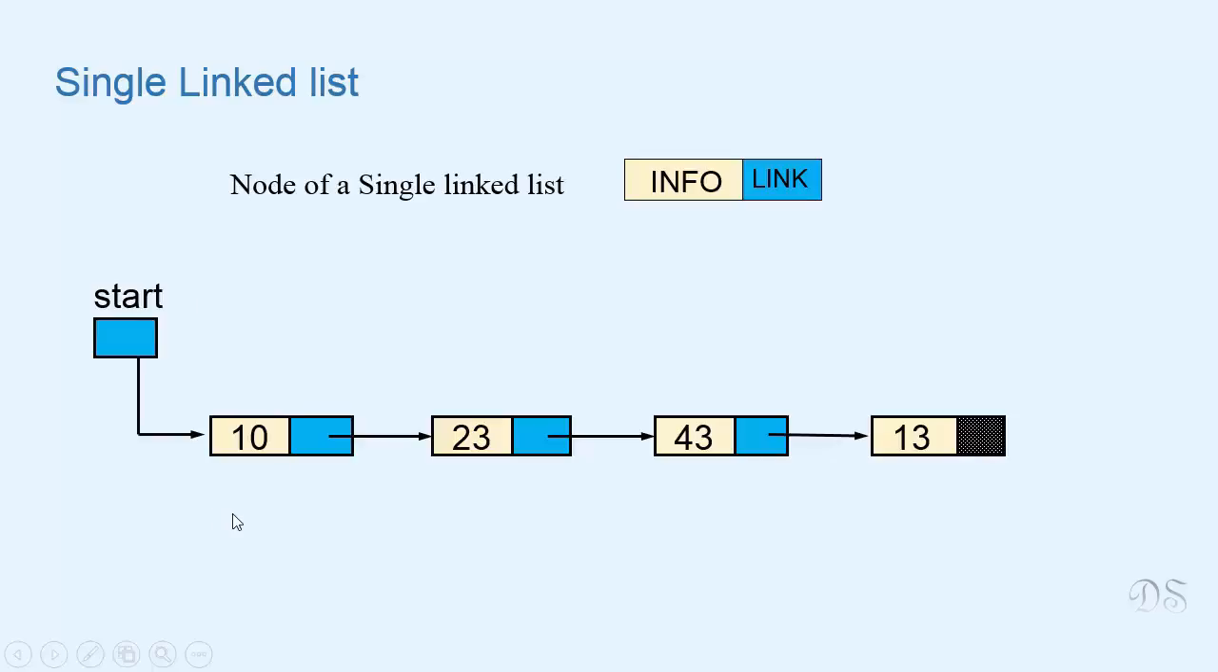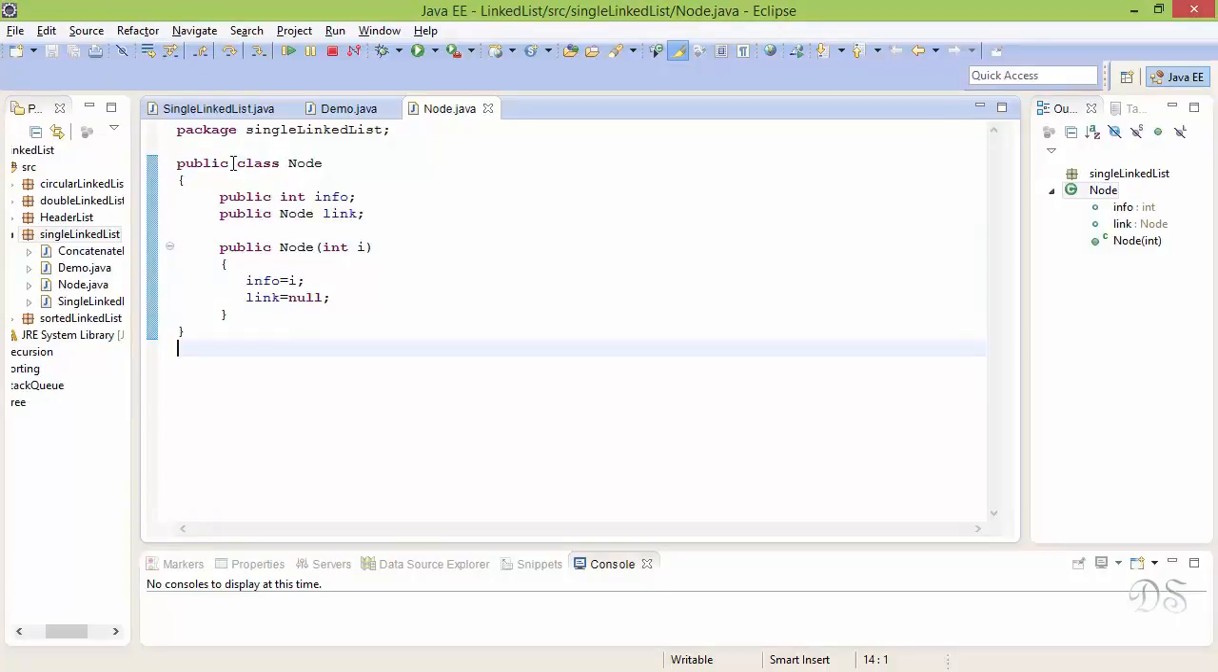Now let's see how we can implement a single linked list. This is a class node that represents a node of a single linked list. This variable info represents the actual data that has to be stored in the list. We have taken it to be of type int. It can be of any other type also. This link is of type node and it always refers to the next node of the list. This is the one argument constructor. Info is initialized with i and link is initialized to null.